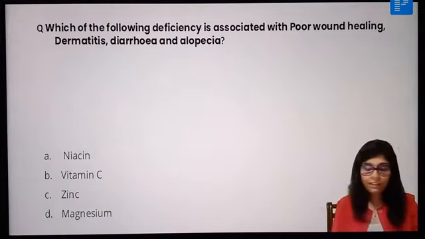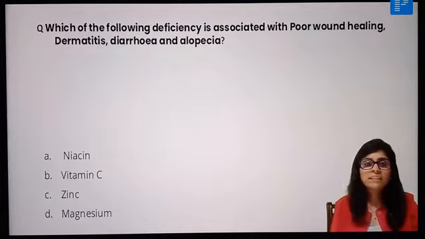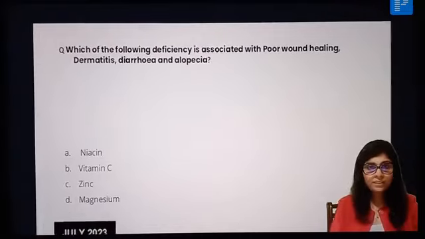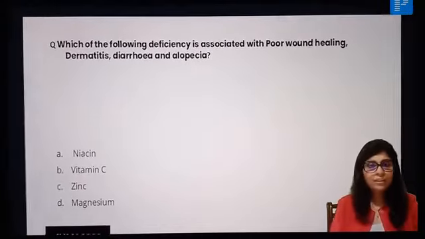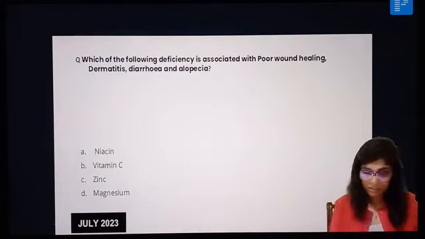So which of the following deficiencies is associated with poor wound healing? Dermatitis, diarrhea, and alopecia. So all these are previous year questions, all of you. Okay, I hope you are able to see it now. So this is a July 2023 MCQ.